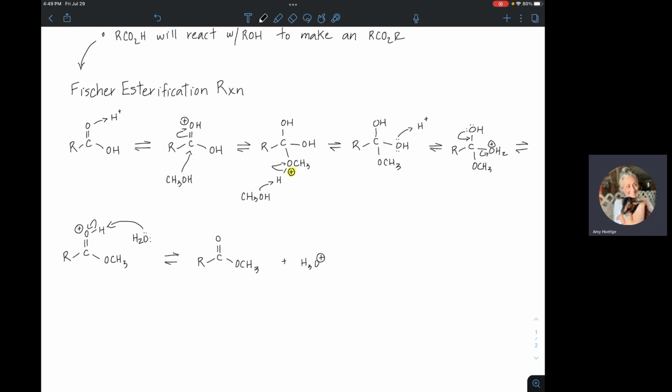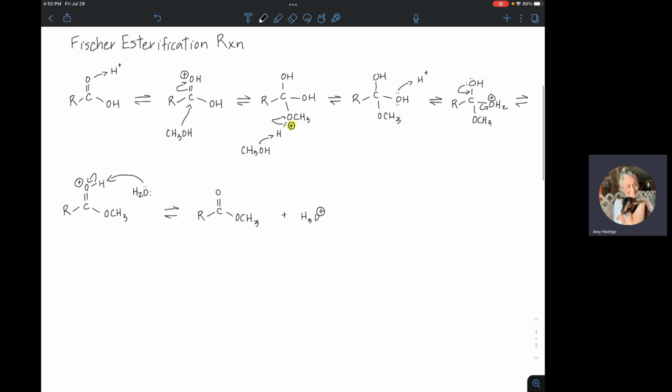So this is your Fischer esterification reaction. In the lab, very often when we're doing this, we'll heat this up, but it doesn't always have to be heated up. It depends on how electrophilic your starting material is and how awesome your nucleophile is, right? So a lot of things under consideration with the reaction conditions.